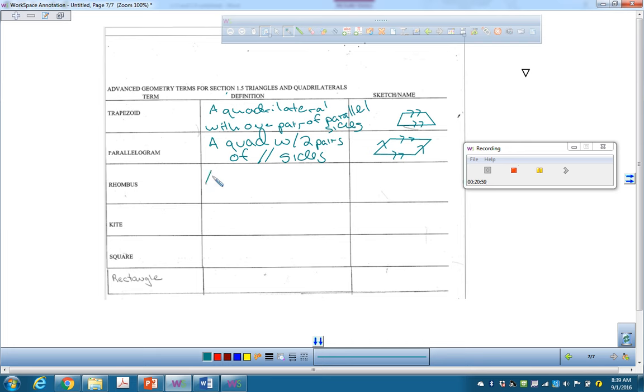So you can say it's a parallelogram with all congruent sides, or with four congruent sides. All right. And you can draw a picture of one of those.